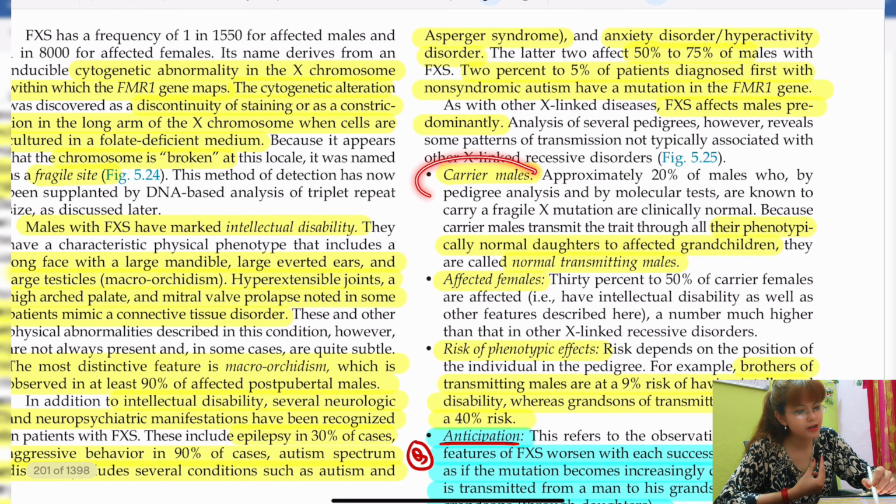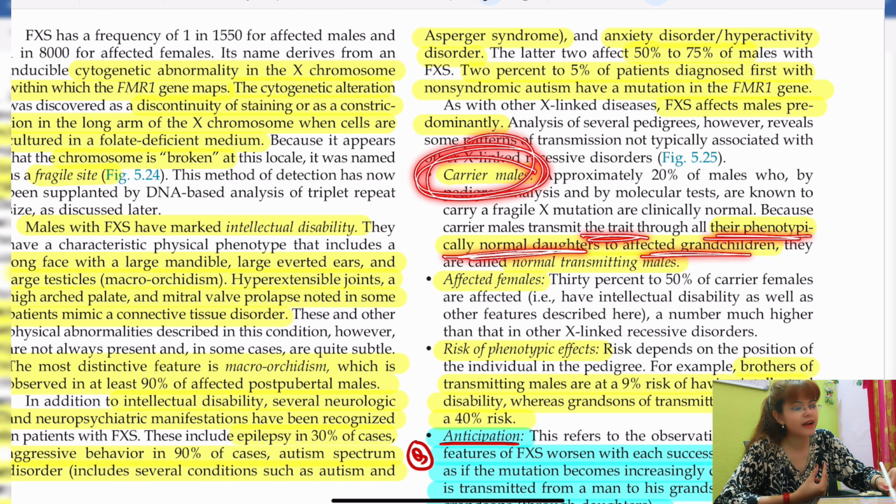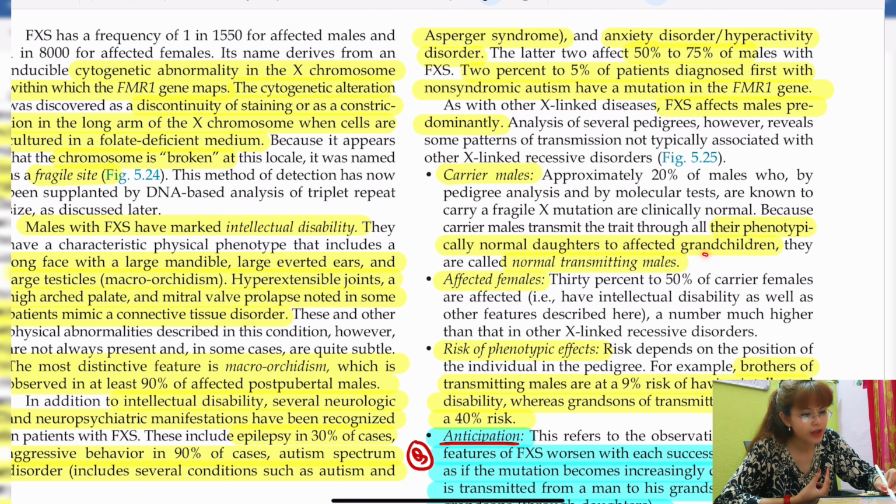Now, the carrier males will transmit through their phenotypically normal daughters to the affected grandchildren. So they are normal transmitting males. They are normal, but they are actually transmitting their disease to the affected grandchildren, and therefore I said that with every passing generation, the grandchildren are affected more than the children, right?